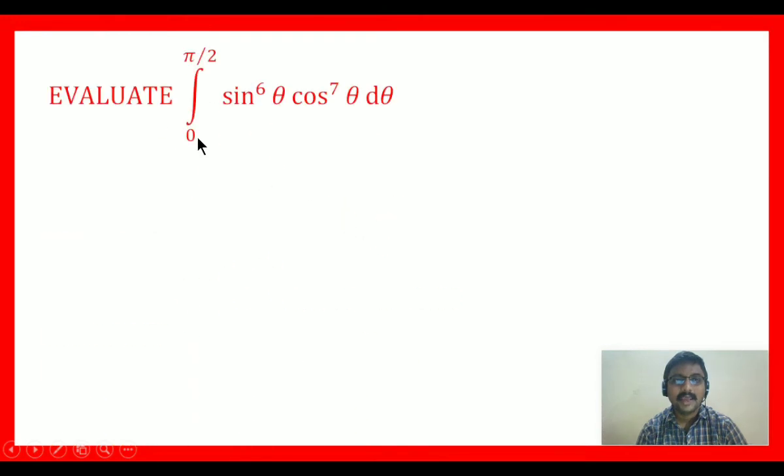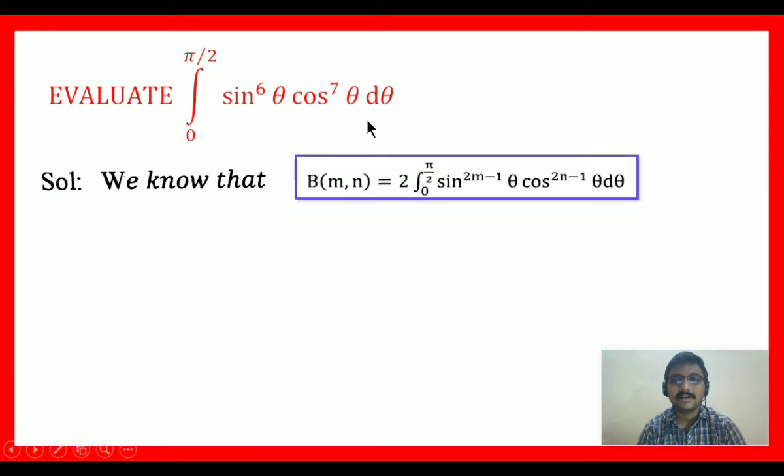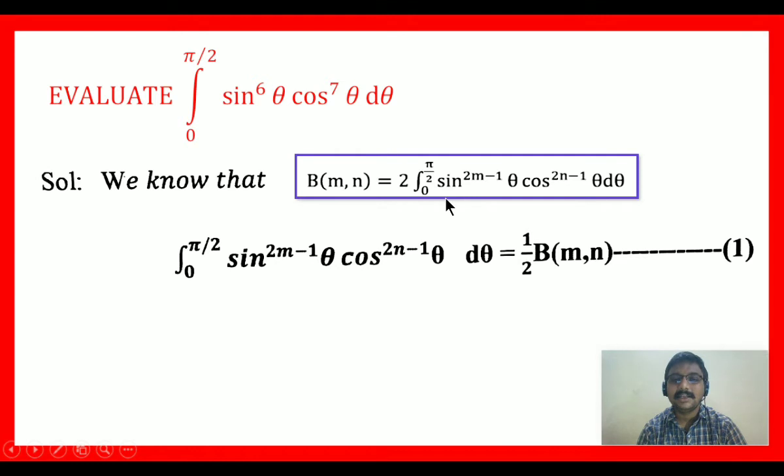Another problem, evaluate integral 0 to pi by 2 sine power 6 theta into cos power 7 theta d theta. We know that the formula for beta of m, n in terms of sine and cosine function is beta of m, n is 2 into integral of 0 to pi by 2 sine power (2m minus 1) theta into cos power (2n minus 1) theta d theta. So thus we will have integral 0 to pi by 2 sine power (2m minus 1) theta cos power (2n minus 1) theta d theta is half into beta of m, n, just dividing by 2 on both sides. Let it be equation number 1.